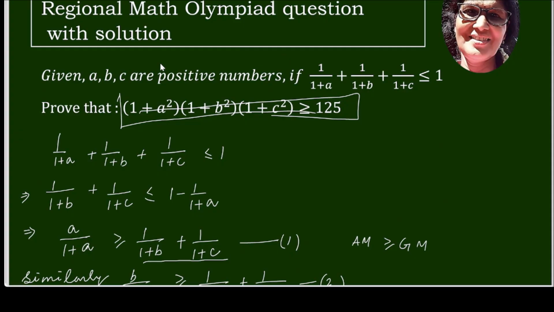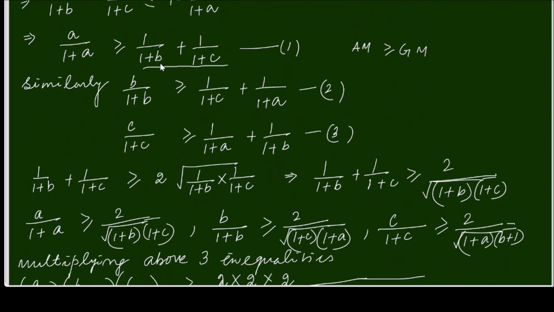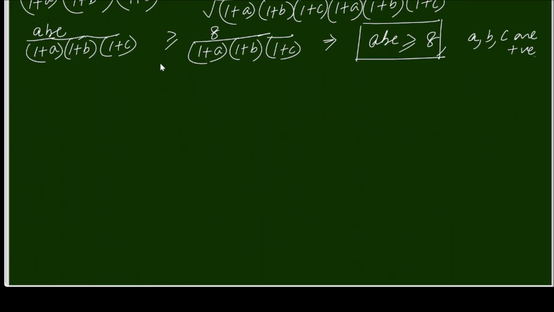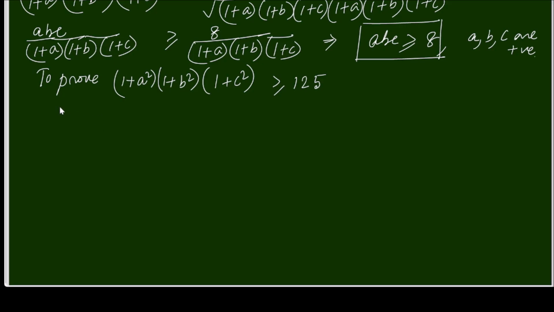This question is (1 plus a square) into (1 plus b square) into (1 plus c square) is greater than or equal to 125, to prove. Now simplifying the LHS, multiplying, I will get 1 plus a square plus b square plus a square b square.